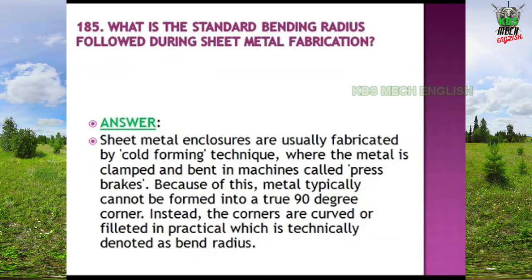Question number 185. What is the standard bending radius followed during sheet metal fabrication? Answer. Sheet metal enclosures are usually fabricated by cold forming technique, where the metal is clamped and bent in machines called press brakes. Because of this, metal typically cannot be formed into a true 90 degree corner. Instead, the corners are curved or filleted in practice, which is technically denoted as bend radius.